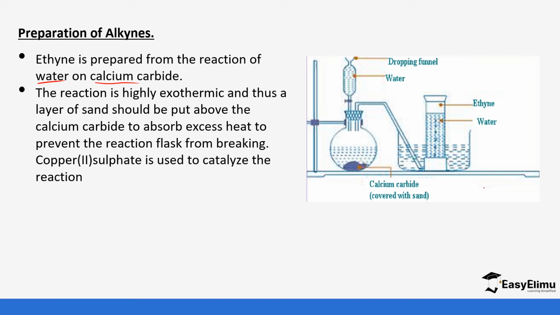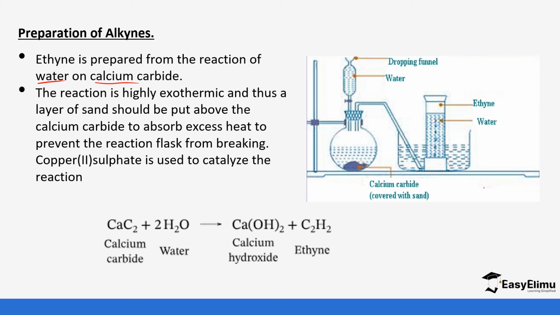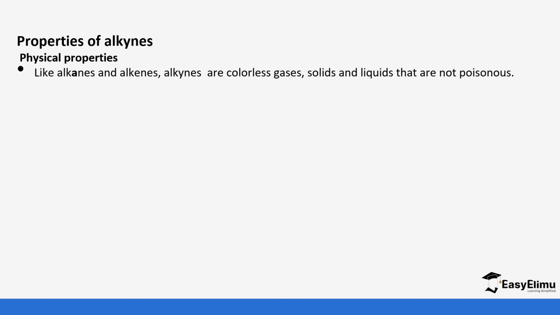You can see from the setup, we have the water in a dropping funnel, and then we have calcium carbide covered with sand. The reaction occurs, and it's very exothermic, to produce ethyne. So the chemical equation is calcium carbide plus 2 moles of water to produce calcium hydroxide and ethyne.